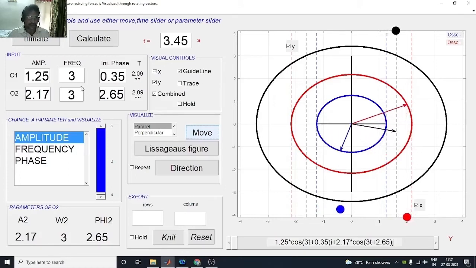So if frequency of both the harmonic vibrations are same, that is equal, then the resultant vibration will also have same frequency. The amplitude will be decided by the individual amplitudes and the individual phases, and the initial phase is also determined by the initial phases and amplitudes, which we'll see in a little while. So as you can see, as the black arrow is moving, the oscillator is also moving to and fro.